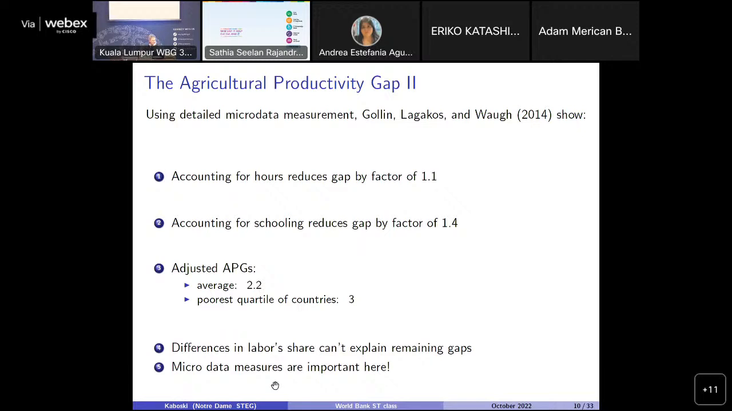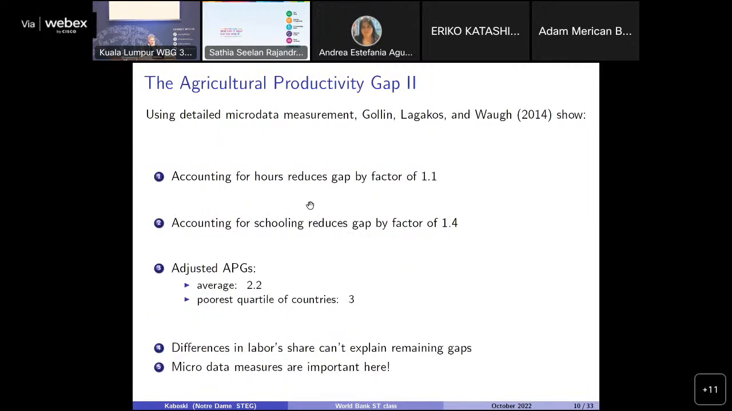And then the final message is that using these microdata measures was really important here to be able, at the individual level, to control for schooling levels and hours and that sort of thing. They had to get census data or representative survey data for a huge set of countries to conduct this. So it's a very simple exercise, but it's an insightful one.